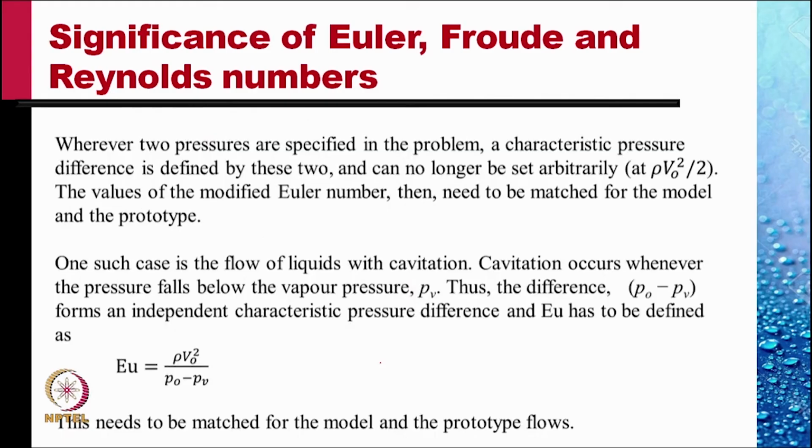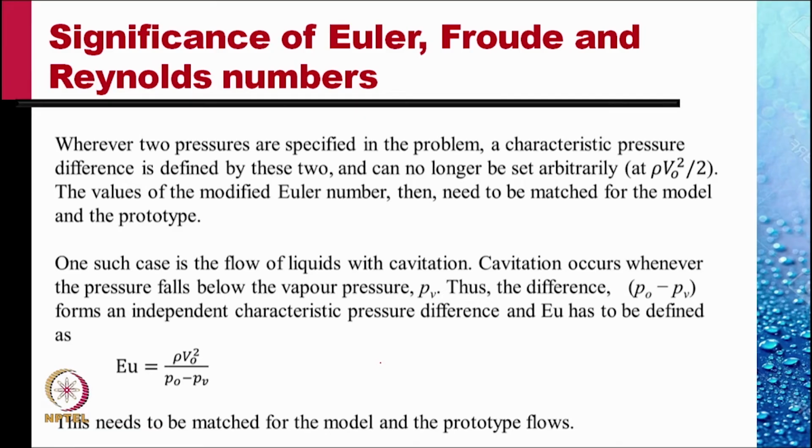But this breaks down if 2 pressures are specified in the problem. Because if there are 2 specified pressures in the problem, then they would determine what the characteristic pressure difference is. So we can no longer set it arbitrarily at rho V naught square by 2. In that case, we will use that pressure difference. The difference of the 2 given pressures would be the characteristic pressure difference.